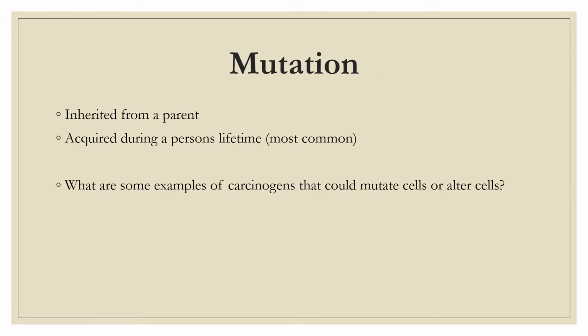And we're going to move on a little bit more. We're going to talk a little bit about mutation. This is when changes originally happen, right? On proliferation, when there's new cell growth, this is when mutation happens. DNA changes. Sometimes it's inherited from a parent, so that's hereditary, and it's within the DNA already. Or it's acquired during a person's lifetime, and that's the most common.